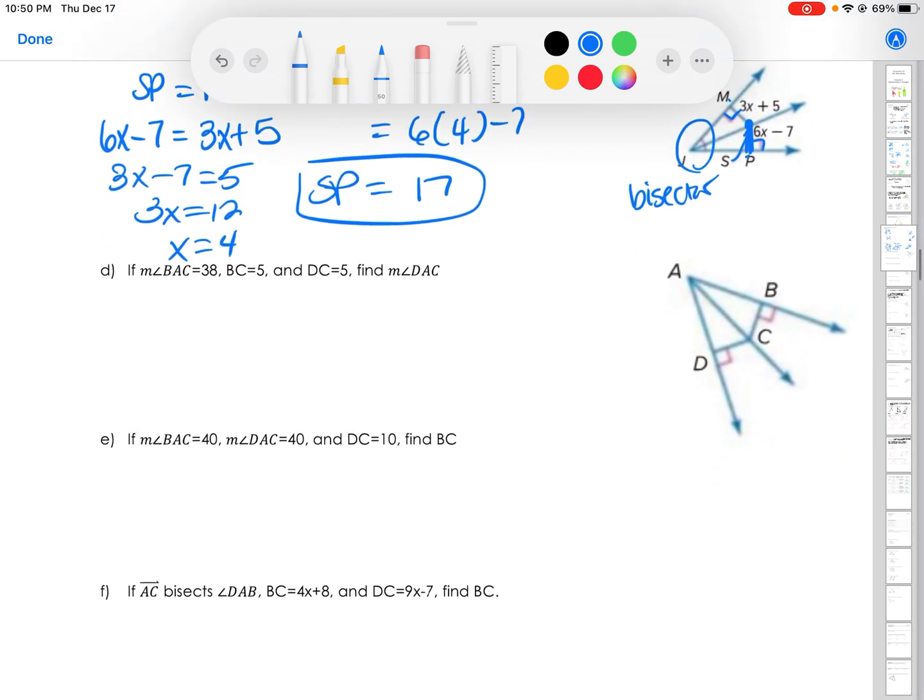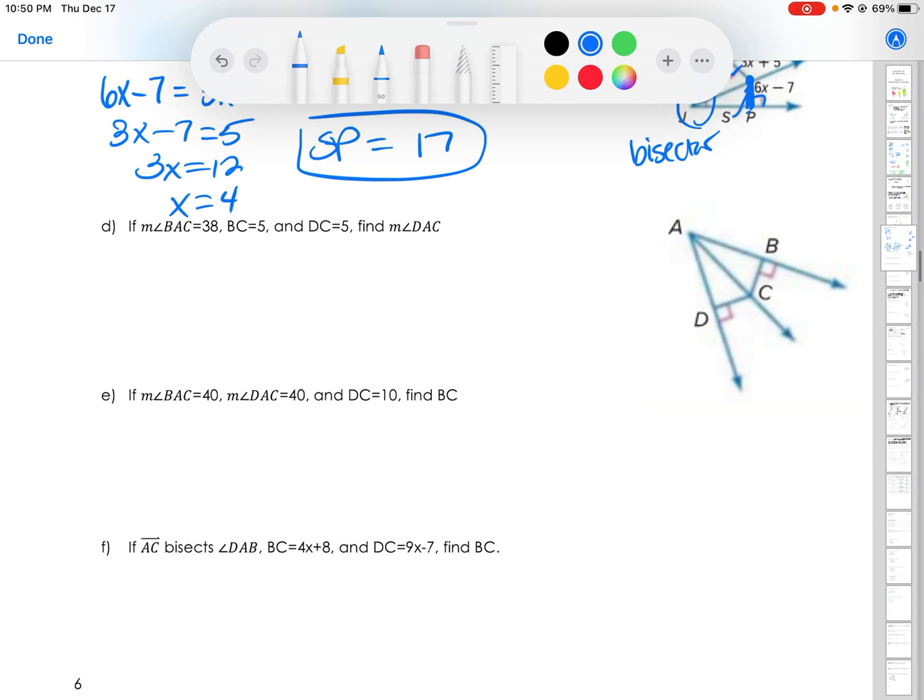Okay. In the next one, we have that the measure of angle BAC is 38. We have that BC is 5. And we have that DC is 5. And we want to find the measure of angle DAC, so this angle right here. And we know that this is a bisector because we see that we have the 90 degrees and these are congruent because they're both 5, therefore it is a bisector. So the measure of angle DAC is going to be 38 degrees.